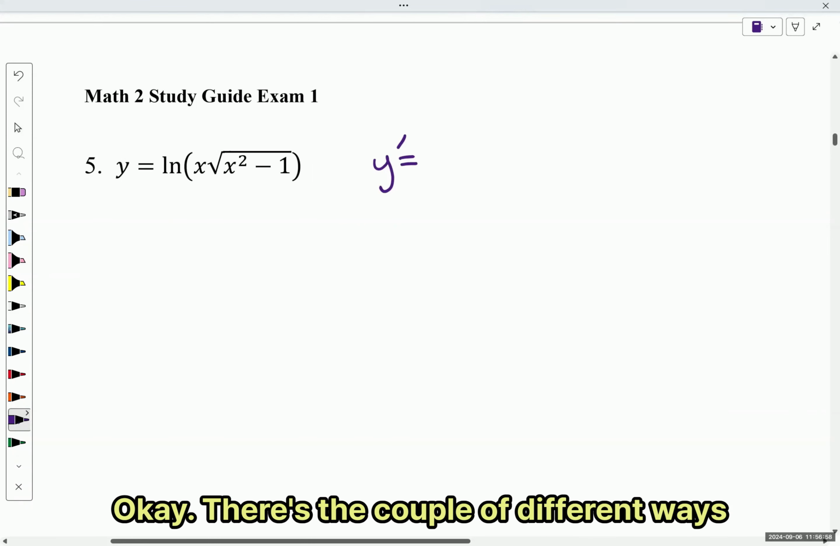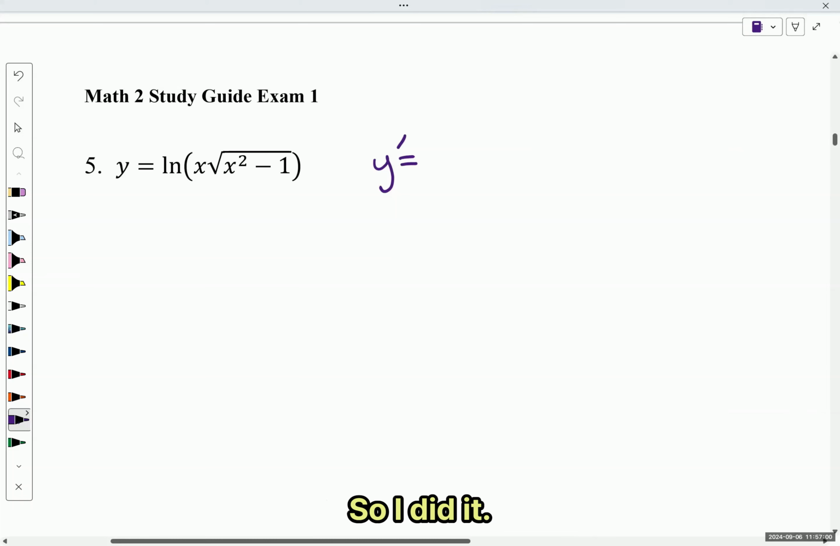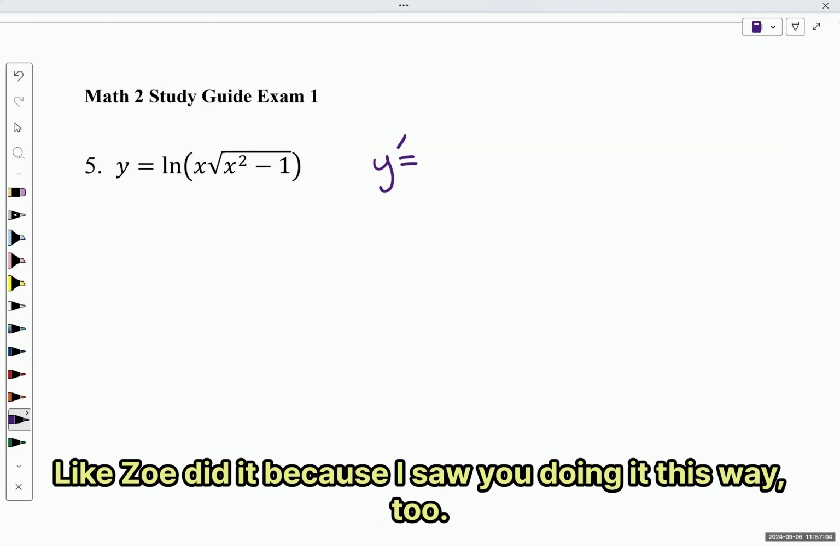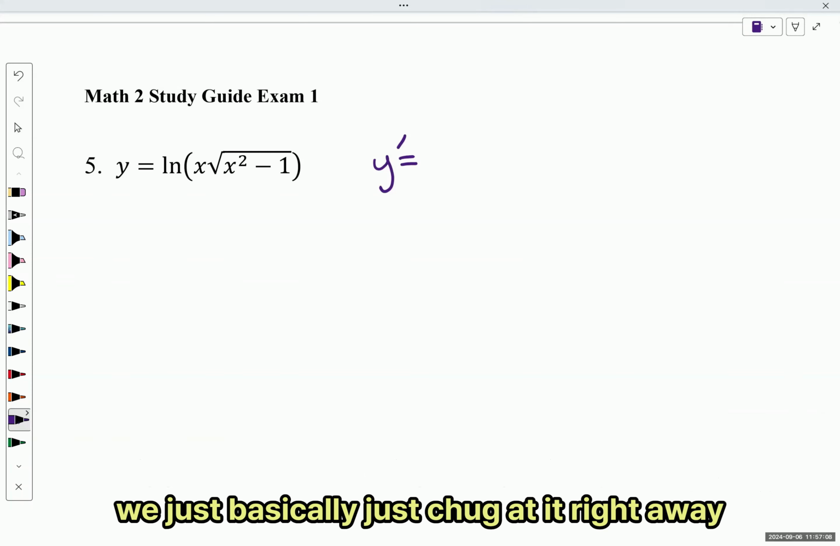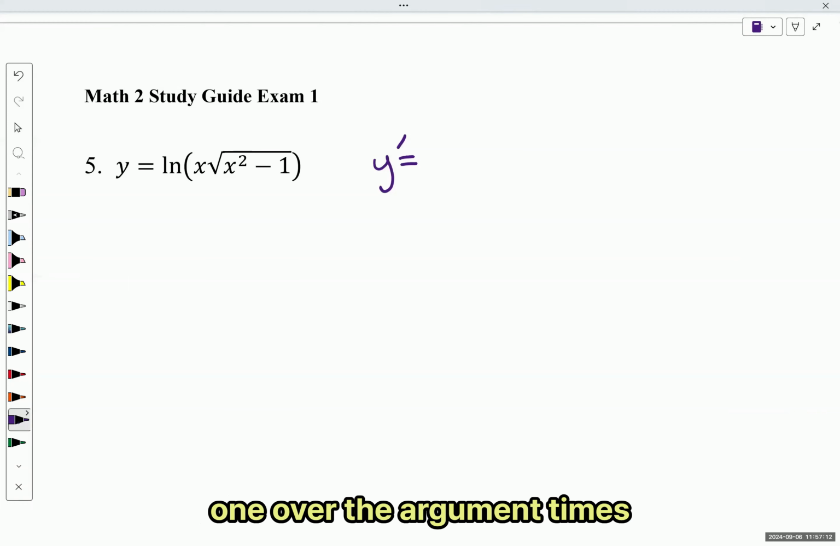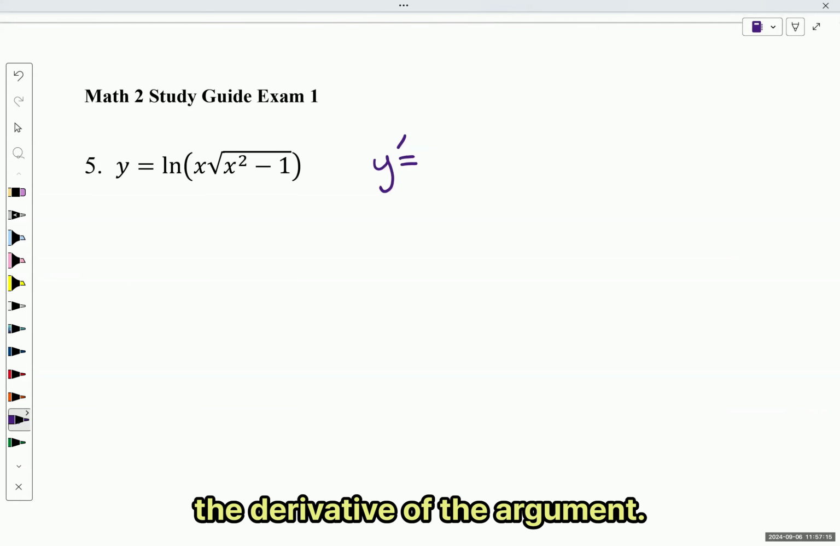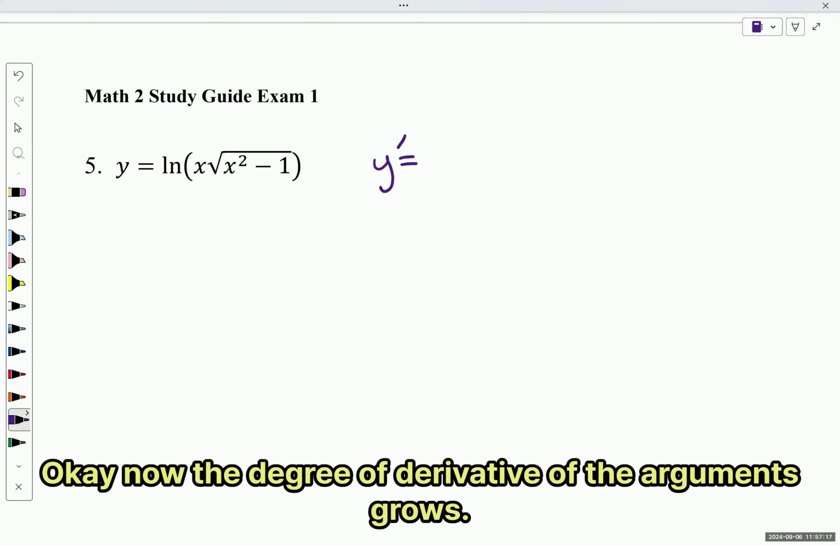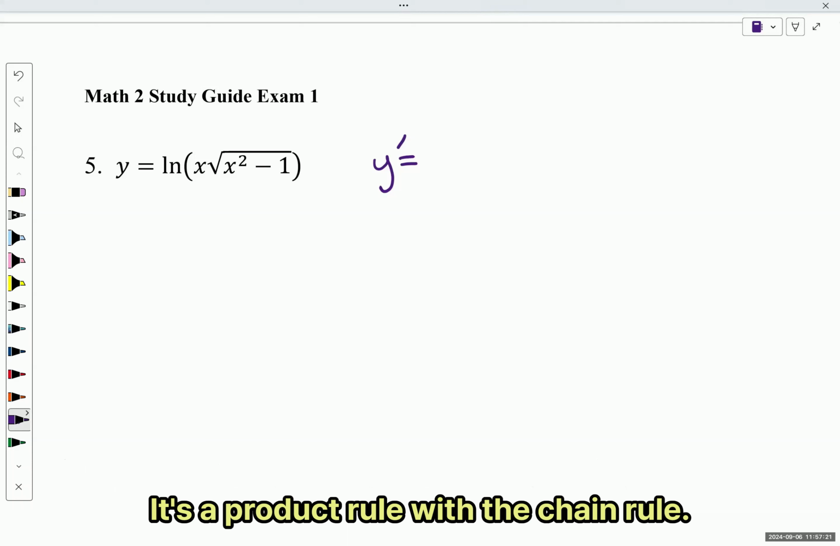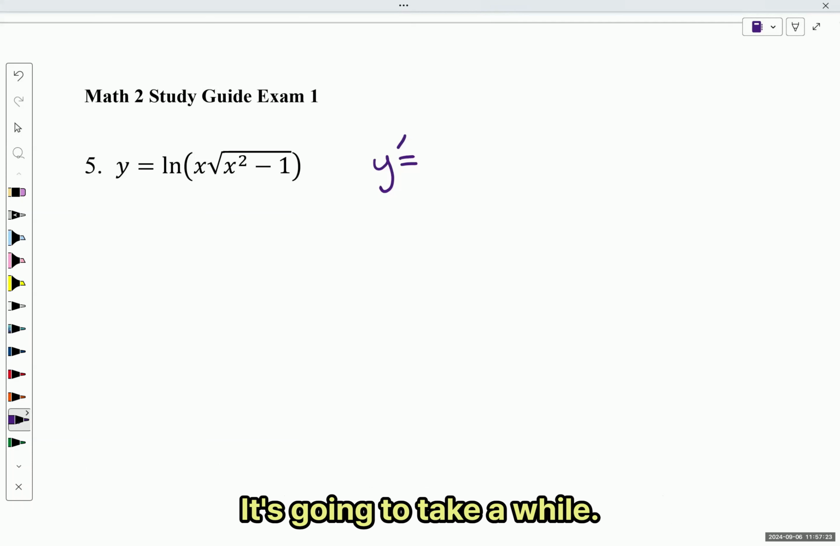There's a couple of different ways to do this one. So I did it like Zoe did it, because I saw you doing it this way too. We just basically chug at it right away: 1 over the argument times the derivative of the argument. Now the derivative of the argument's gross. It's big. It's a product rule with a chain rule. It's going to take a while. But Ahil had a different idea.